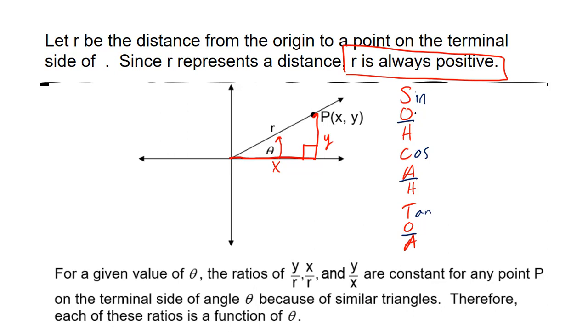So your O stands for your opposite side. Okay, so if I have theta here, sine of theta equals the opposite over the hypotenuse, right? Opposite over the hypotenuse. So looking at my theta, what is opposite of my angle? Y. And what would be my hypotenuse? R. So it's Y over R.